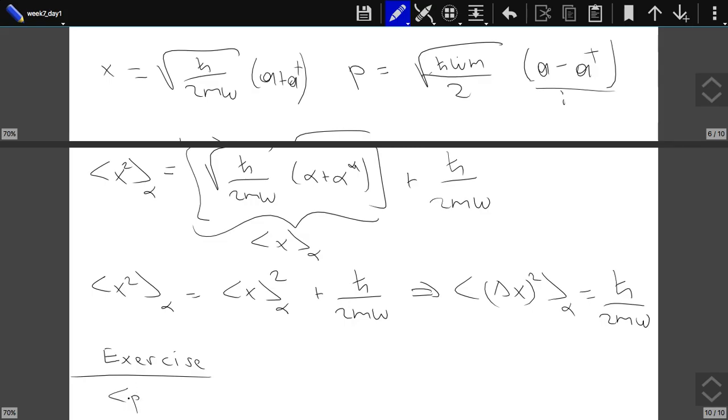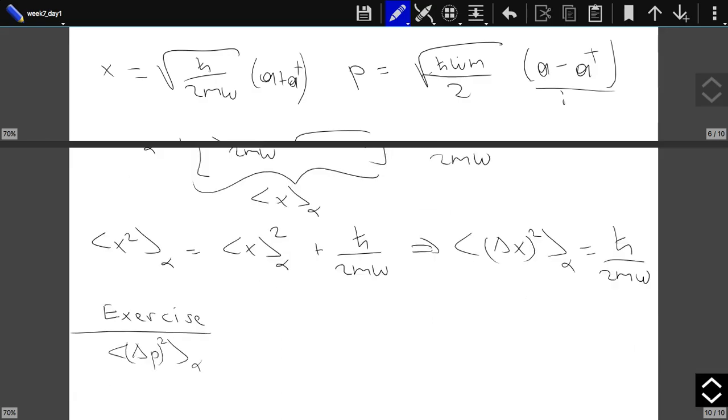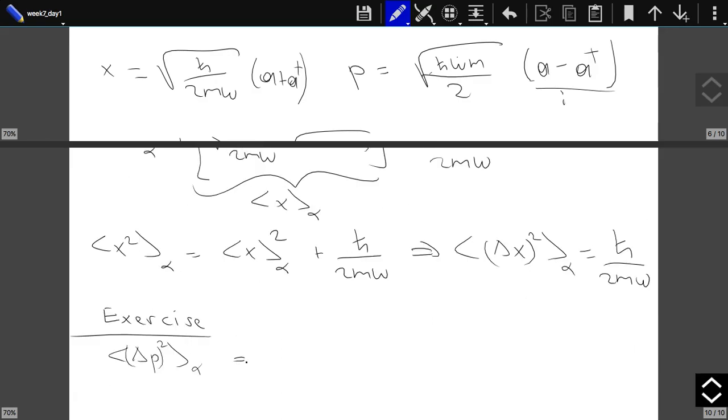Delta p squared in these alpha kets is nothing but h bar m omega over 2. Whatever the value of alpha is, the uncertainty is independent of alpha and is independent of the energy. Anyway, independent of alpha.